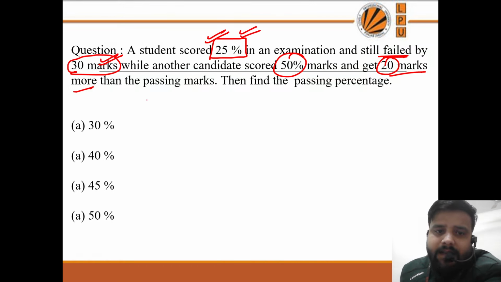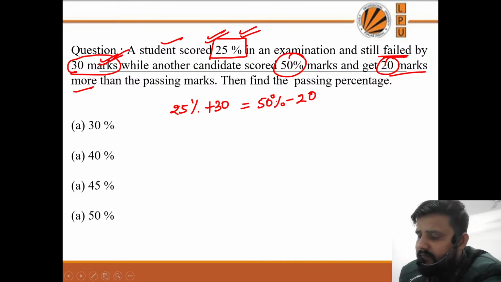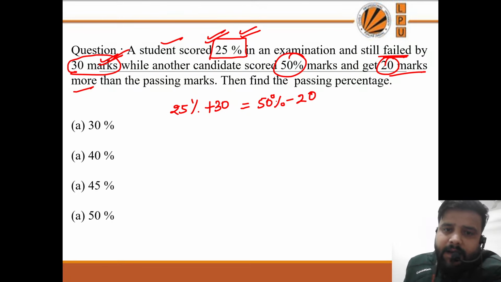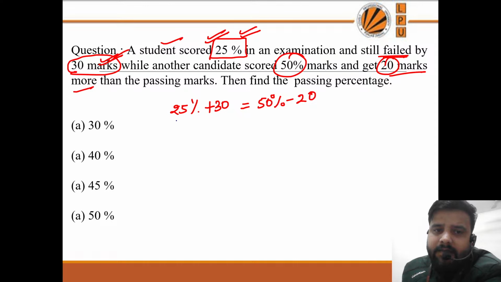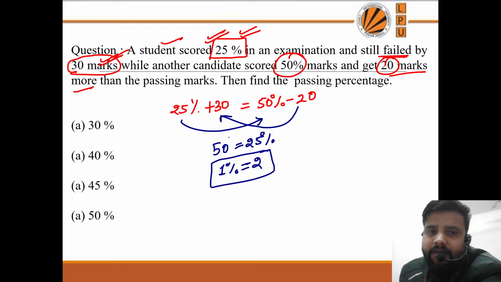This one failed by 30 marks, so when you add this 30 to his marks, you will arrive at passing marks, isn't it? So 25% plus 30 is passing marks. And from the second case, it is 50% minus 20. Now if you solve, percentage will be subtracted with percentage and numbers with numbers. So this will go on this side and this will come on this side. So it is giving you 50 is equal to 25%. Done. From here you can say that 1% is equal to how much? 2, isn't it? 1% is 2.